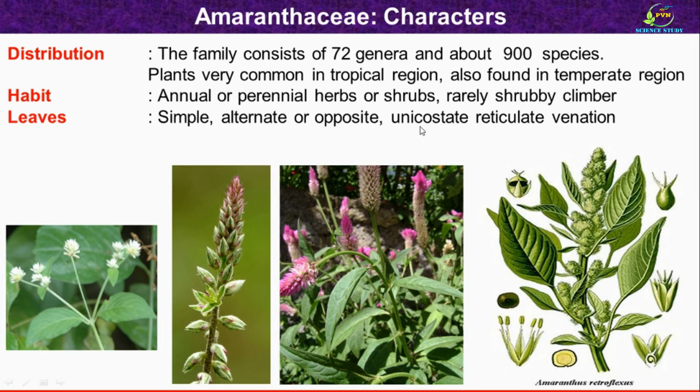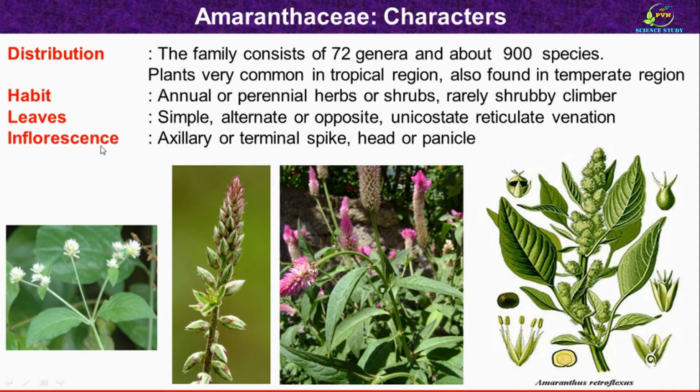The leaves are always unicostate reticulate venation. So here you can see that only one or a single vein is present in the midrib, and this type of the venation is known as unicostate reticulate venation. Here also you can see the unicostate reticulate venation.